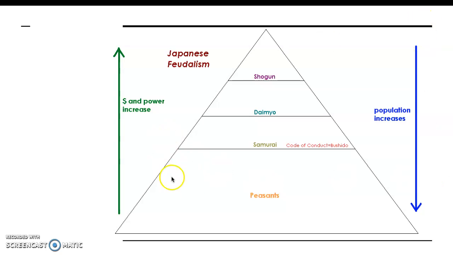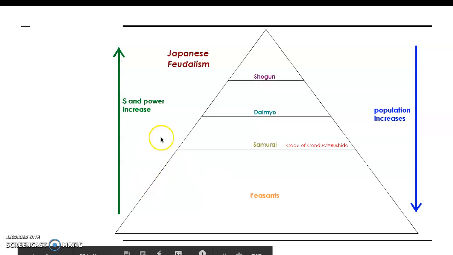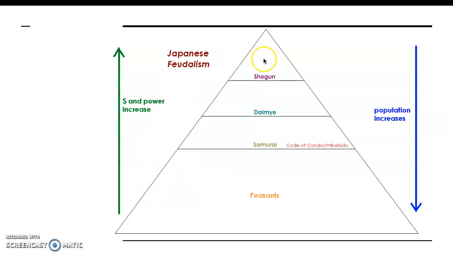Population increases, which is why peasants is the biggest, and the money and power increases as you go to the top, and population decreases as you work your way up. So shogun to the daimyo to the samurai to the peasants.